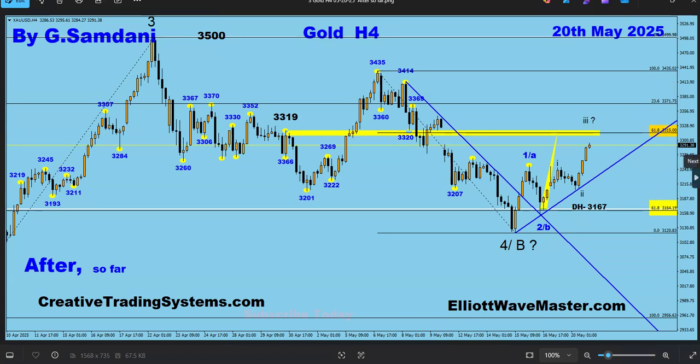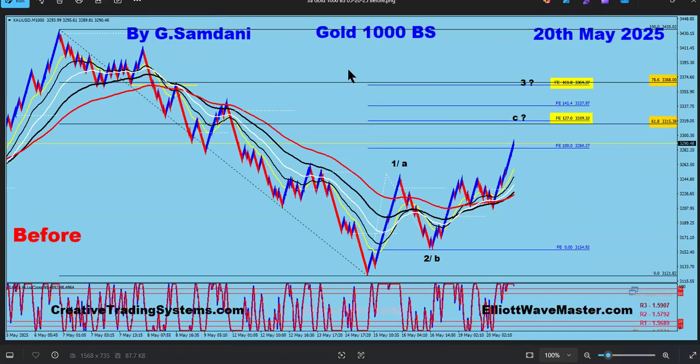So what happened from there on, I also made my Renko 1000 box size chart, Renko candles, showing almost the same thing, that this is 1 or A, 2 or B, and then C would be here. The target for the C, 127 expansion, or the target for wave 3, would be, this way, coming like 33.65, right? The other way it was coming like 33.70, but that's the area.